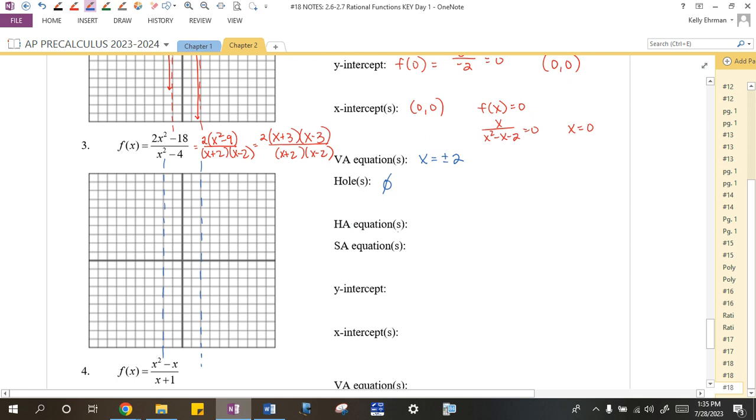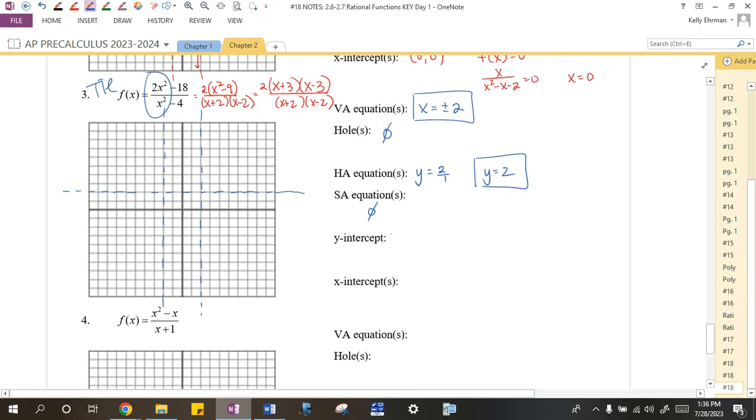Horizontal asymptote equations, this one's a tie. And remember the rules that you divide by the leading coefficients. 2x squared over 1x squared is 2 over 1, or just y equals 2. So finally we get something other than 0. Again, we have this kind of H shape going on. There's no slant asymptote because this is not top heavy by 1 degree.